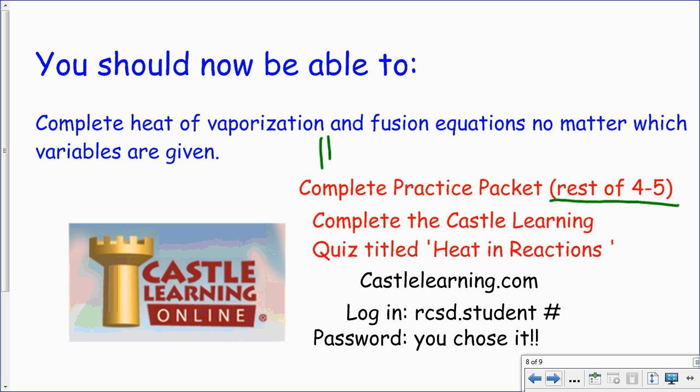Remember, heat of fusion, I'm looking for melting. H sub V, I'm looking for vaporizing or boiling. Okay, and that's how I know when to use each equation. The equation's the same, but the numbers are different from H sub V to H sub F. So there's where the issue comes into play, okay?